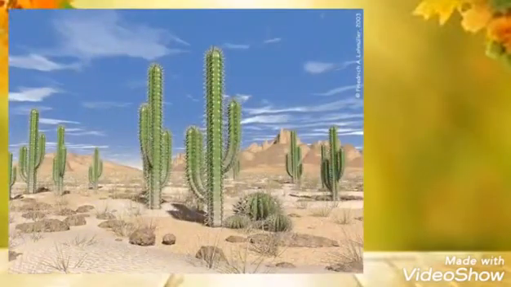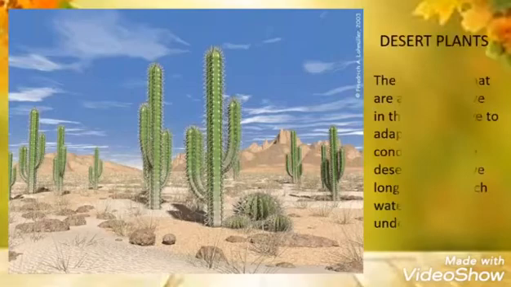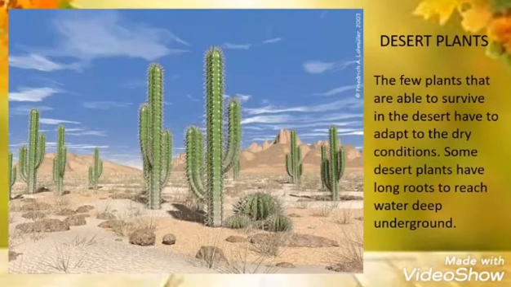The desert plants. The few plants that are able to survive in the desert have to adapt to the dry conditions. Some desert plants have long roots to reach water deep underground. A cactus plant stores water in its thick stem. As the cactus gradually uses up the water, the stem shrivels. When the next rain comes, the cactus stores more water.